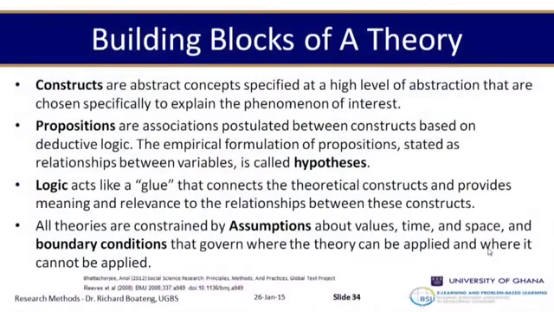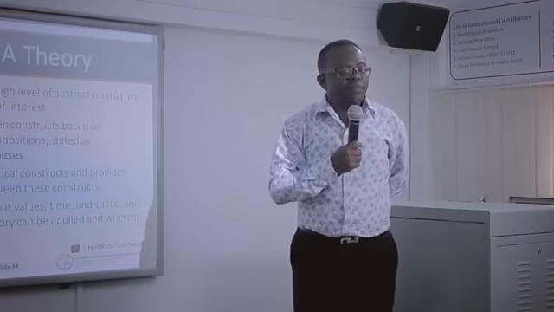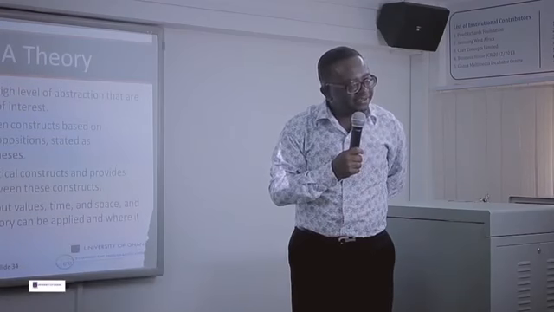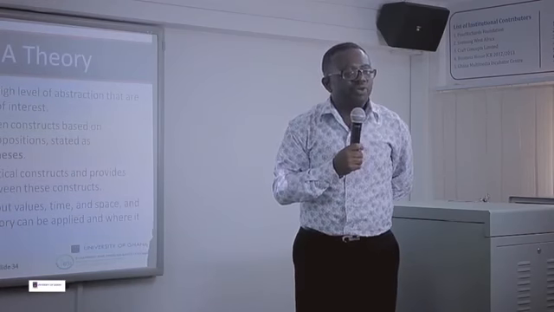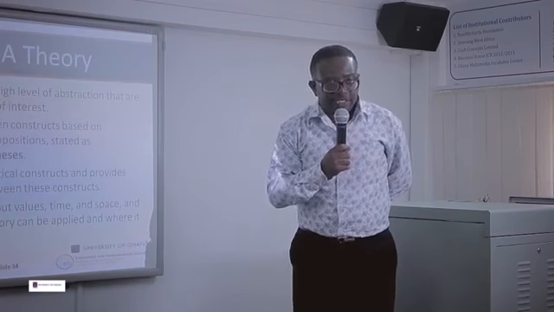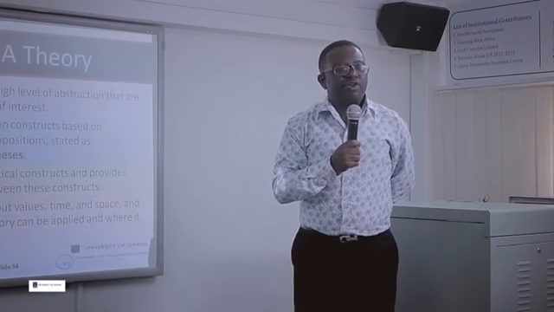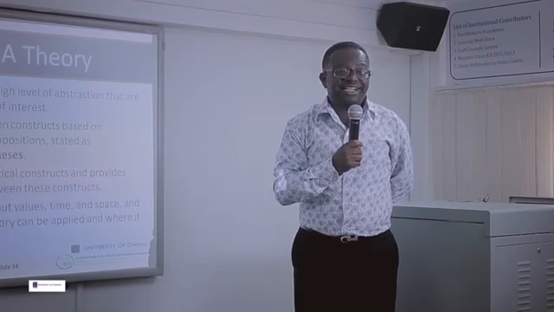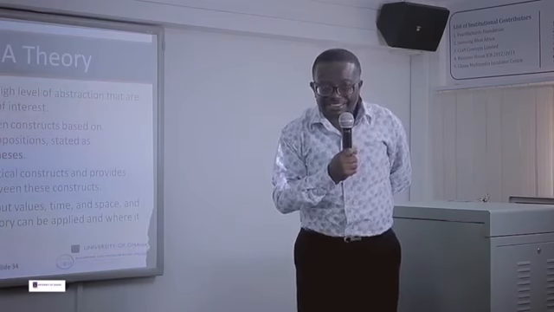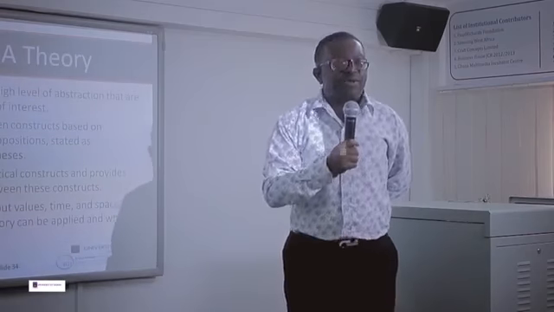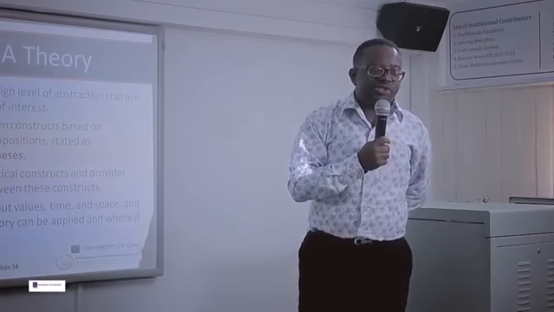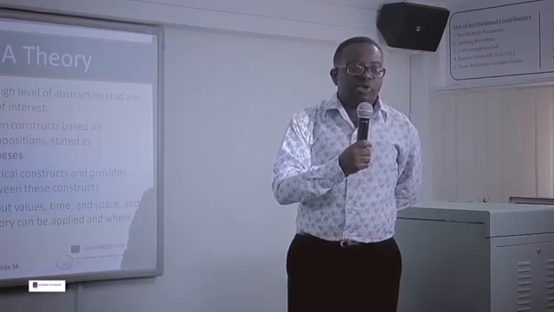And the last part is that all theories are constrained by assumptions about values, time, and space, and boundary conditions that govern where the theory can be applied and where it cannot be applied. A theory cannot explain everything. The theory of planned behavior cannot explain the area of a circle. So theories always have boundaries where we apply them and at what level we apply them. The theory of planned behavior is for understanding individuals, not for understanding a nation. You can't use it to study a nation, but you can use it to study a president, who is an individual. You can use it to understand individual behavior, not that of a nation.